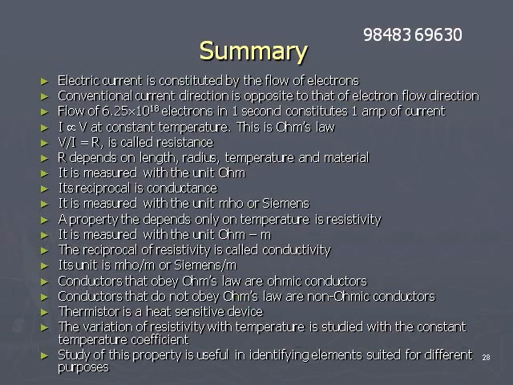For example, if you want a heating device, a highly heat producing device, it must have a high temperature coefficient. If you want a substance which has constant resistance, it must have a very low temperature coefficient. Like this, we identify substances.